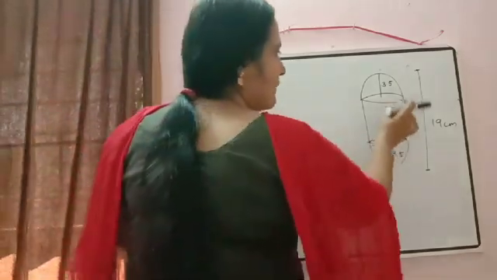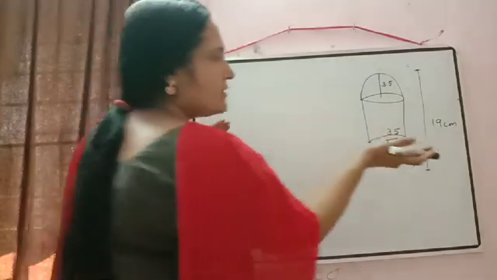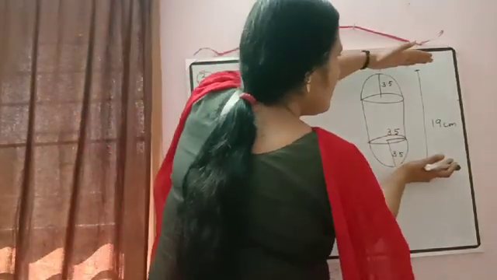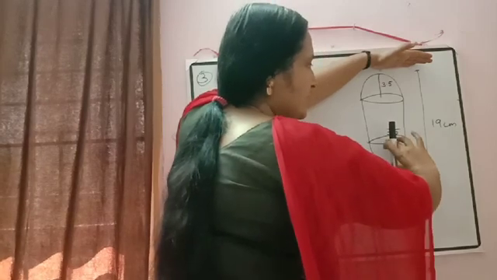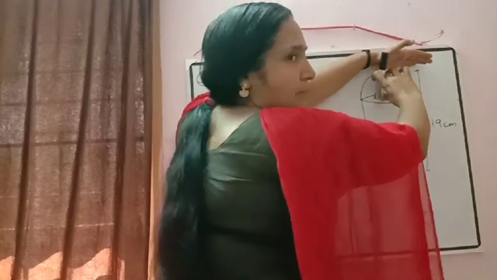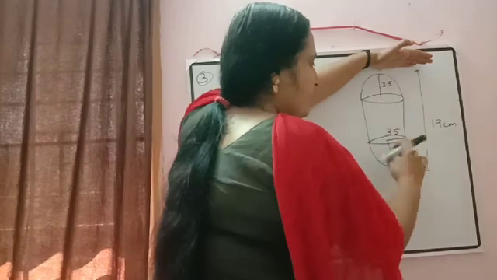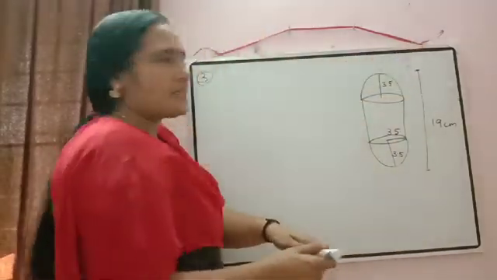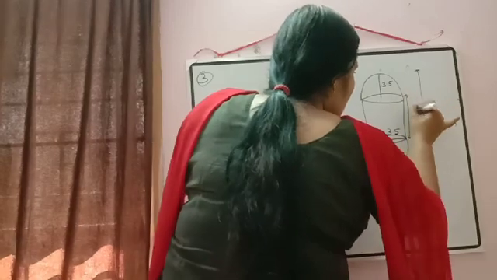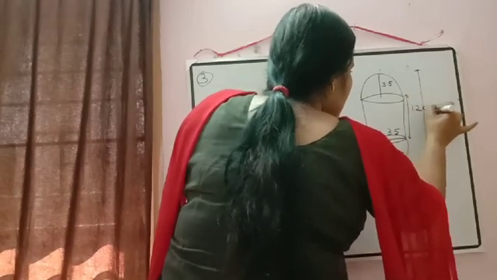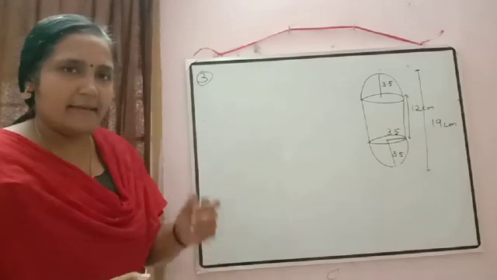So radius we have, height we don't have. So what is the total height given? Total height is 19 centimeter and till here the height is 3.5 and here also 3.5. 3.5 plus 3.5 will be equal to 7. So 19 minus 7 will be equal to 12. So height of the cylinder is equal to 12 centimeter.